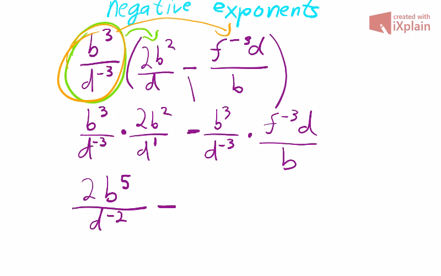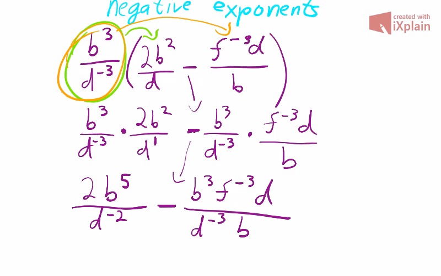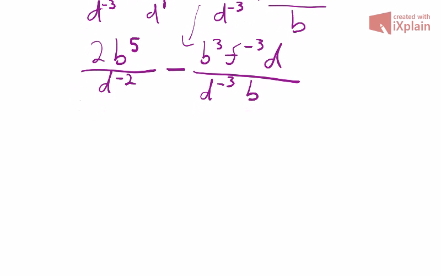Then we're going to subtract. Our subtraction comes down again. And we're going to end up with b to the power of 3 times f to the negative 3d. None of those are the same, so we're just going to keep it. b cubed f to the negative 3d divided by, now we have d to the negative 3b. None of those are the same either. d to the negative 3b. And now we can continue simplifying. None of these are the same. The b and the d are different variables, so we can leave those there.